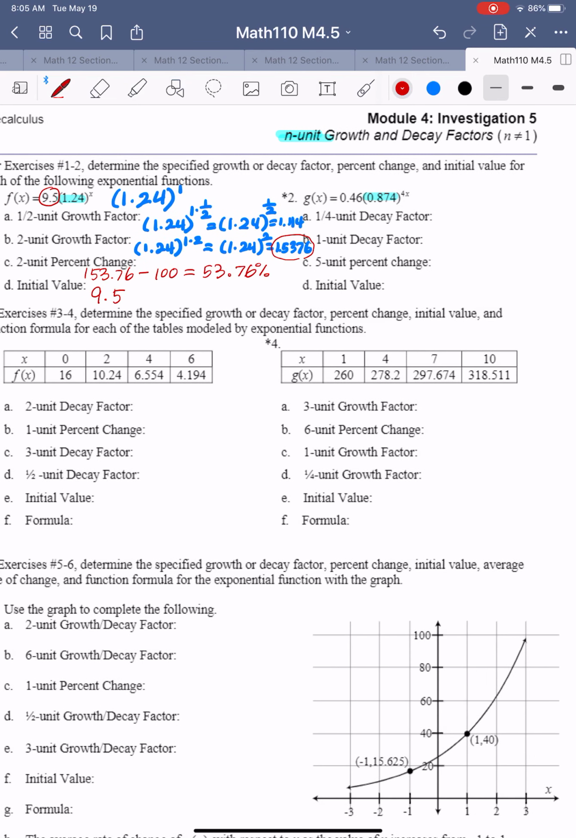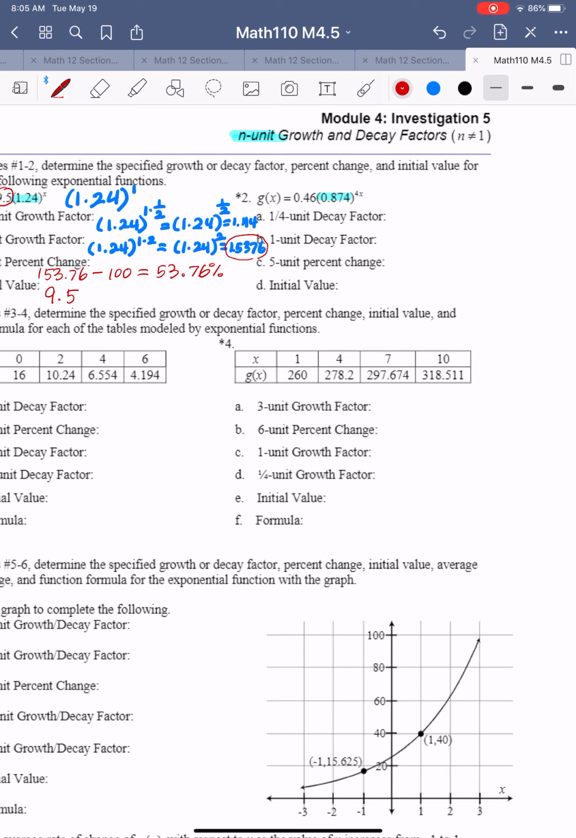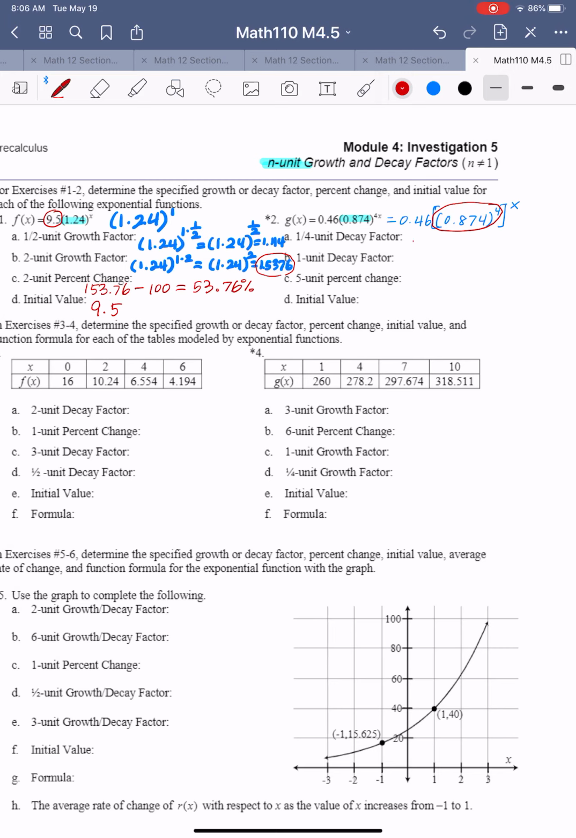So for the second problem, you can write this problem as 0.46 of 0.874 to the fourth power, and then the x power is outside, okay? So this whole thing is actually the growth factor. So in order to find the 1-unit decay factor, we just take the 0.874 with the fourth power and multiply by 1/4, which is 0.874 to the power 1, and that's it.